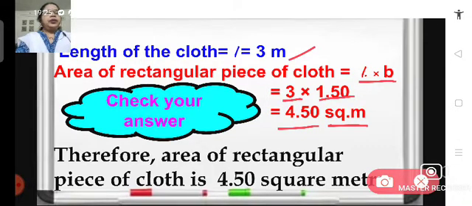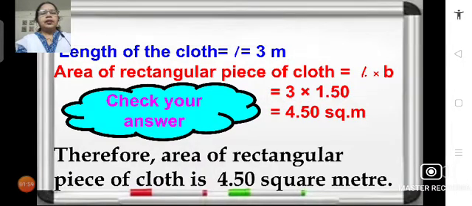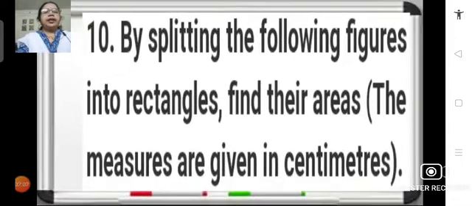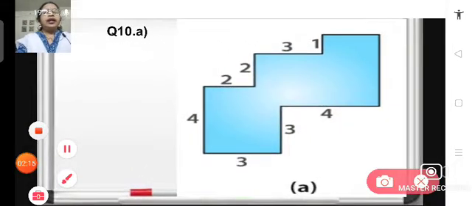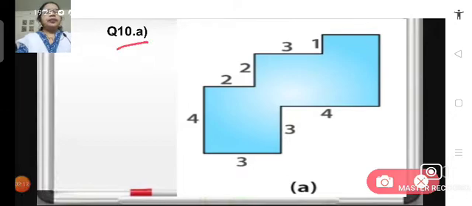Now let's proceed with the next question of exercise 10.3. So this is problem 10. By splitting the following figures into rectangles, find their areas. The measures are given in centimeters. So let's see what is the first figure. This is figure A of question number 10. So what we have to do, children, we have to split this figure into rectangles and find the area of each rectangle, and then we have to find the area of the total figure.